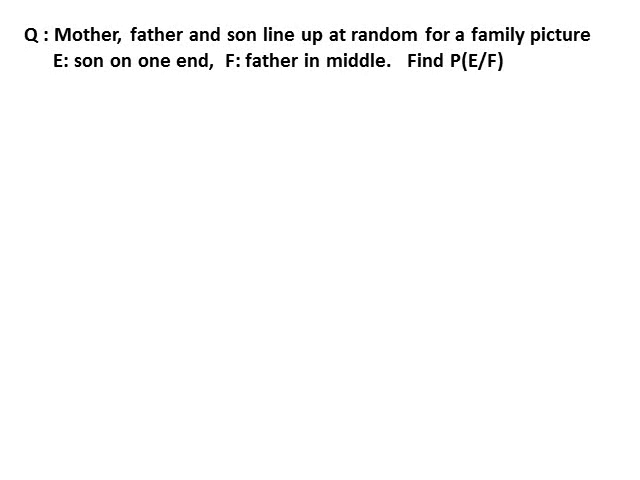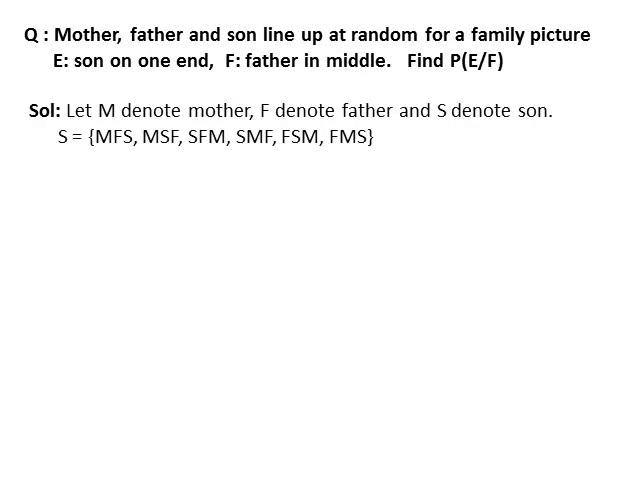Let's discuss some questions. First, mother, father and son line up at random for a family picture. E is the event that son is on one end for the family picture and F is the event that father is in the middle of the family picture. Find probability of E given F.